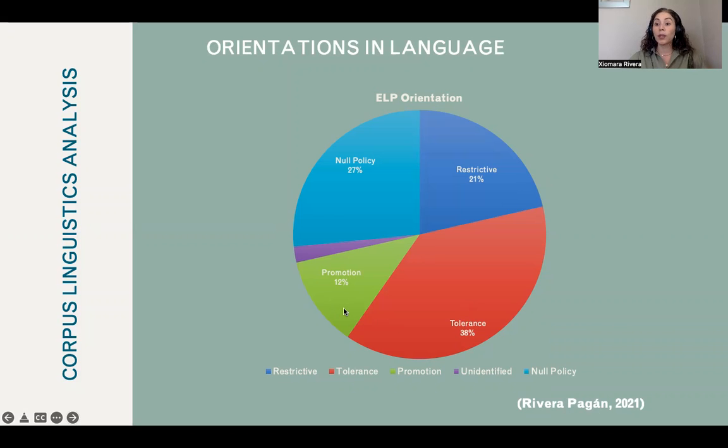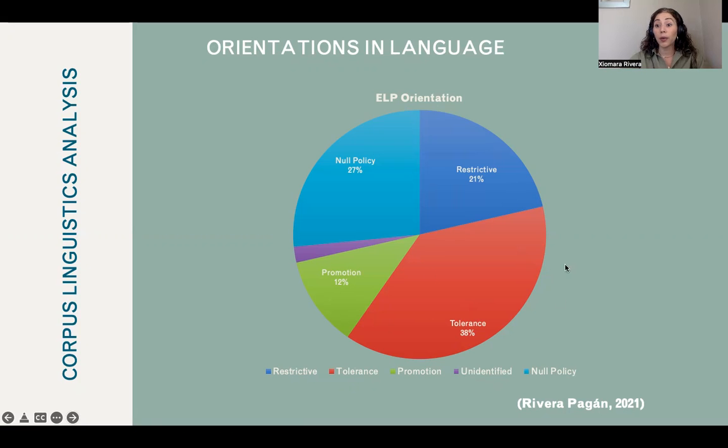And the way that they were coded was the actual words and the objectives were identified, and the predominant objectives place them within one of these particular orientations. If there were equal amounts of two different orientations, then they were unidentified, and there were 6 educational language policies out of the 290 that were unidentified.